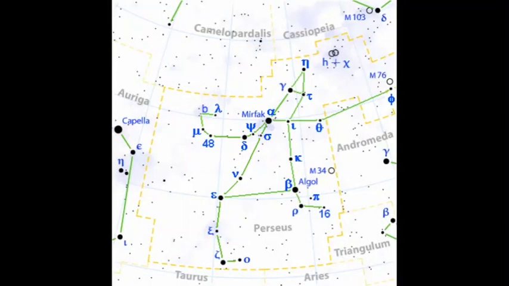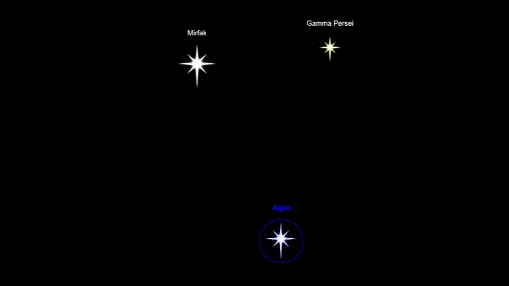Algol is located in the northern constellation of Perseus. It is the second brightest star in the constellation, making it relatively easy to view with the unaided eye. It can be distinguished by its blue color and its apparent close proximity to the brightest star in the constellation, Mirfak.